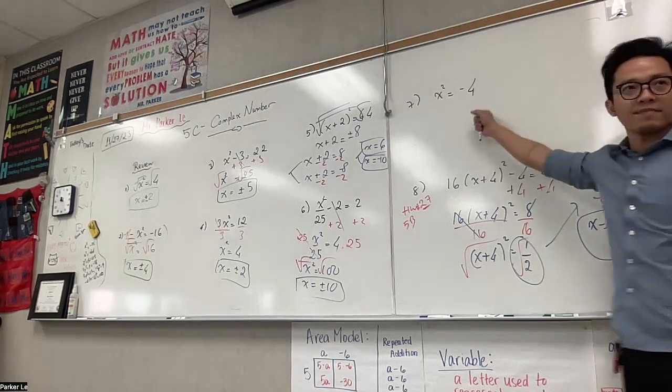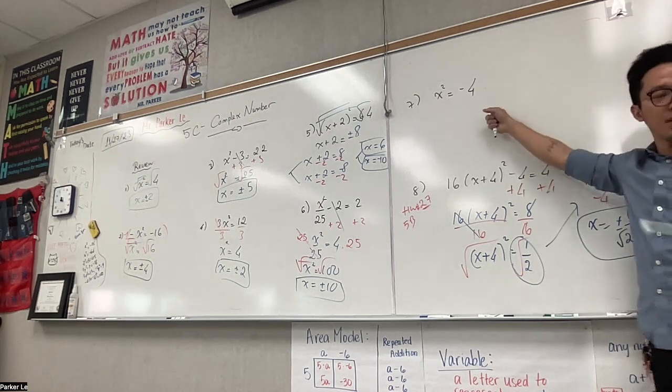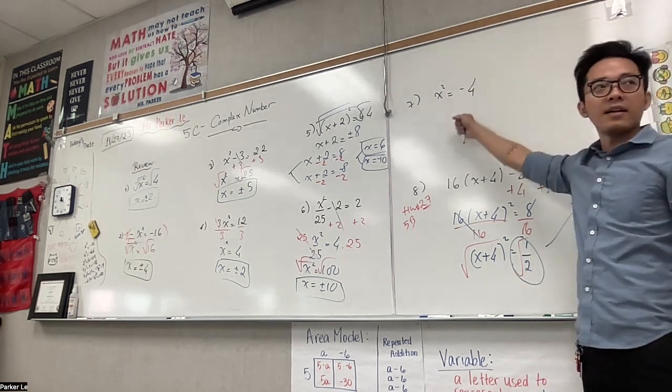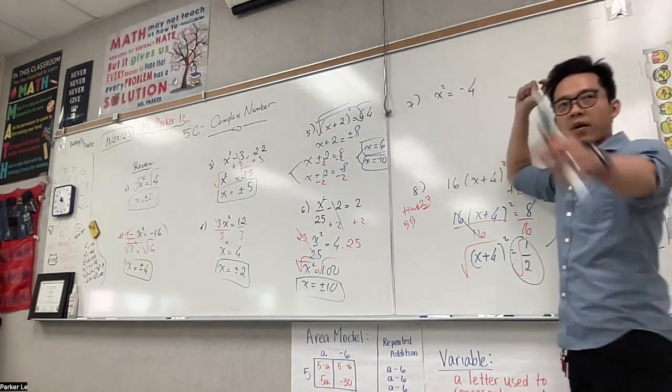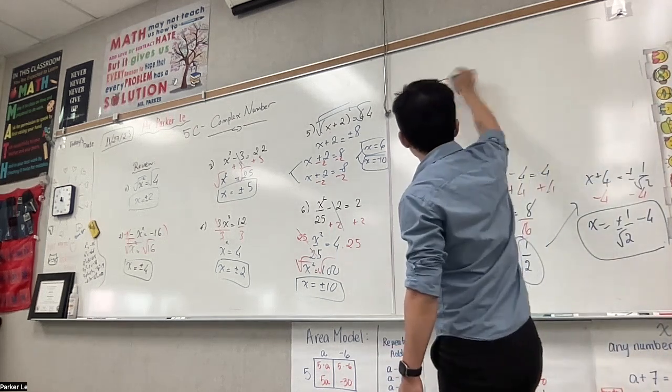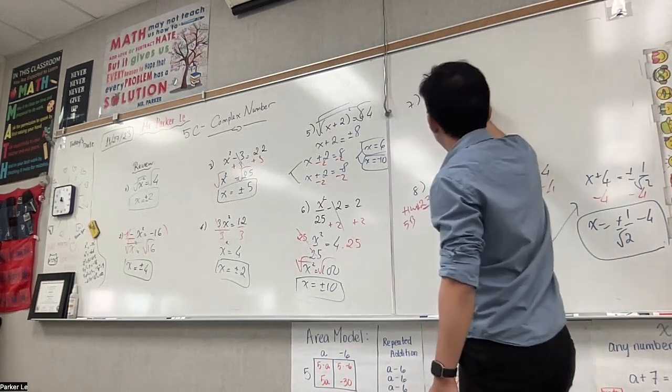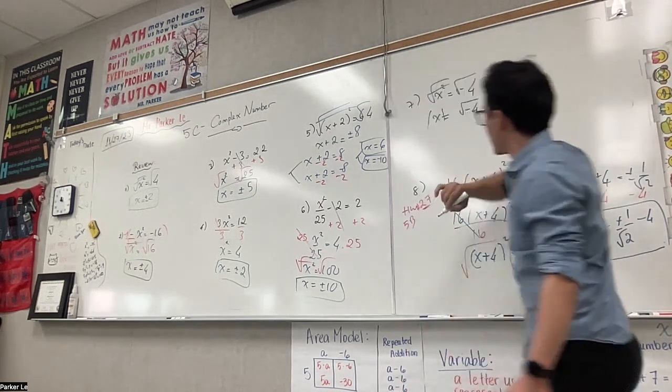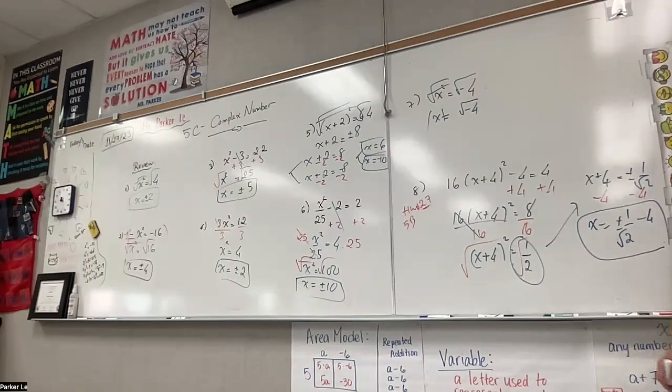Okay. Number 7. This is going to lead us to the new lesson. Want to try this? All right, Ruby, go ahead. Yeah, taking the square root, right? That's what we learned. Okay, so x equals the square root of negative 4. Oh, square root of negative. We haven't learned that yet.